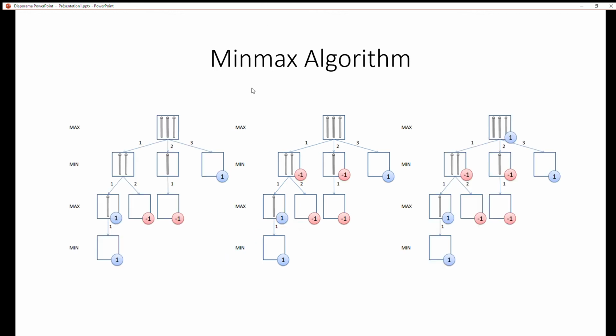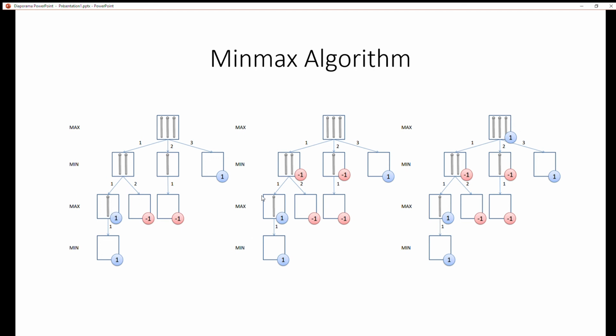The goal of this algorithm is to propagate the values back up to the initial node. For example, here we see that when there is just one match, we are sure that Max will win because he will remove the match here. So we can put the 1 on this node.